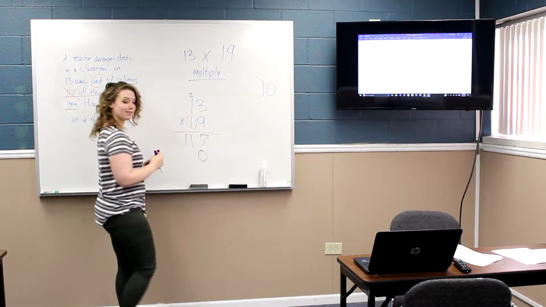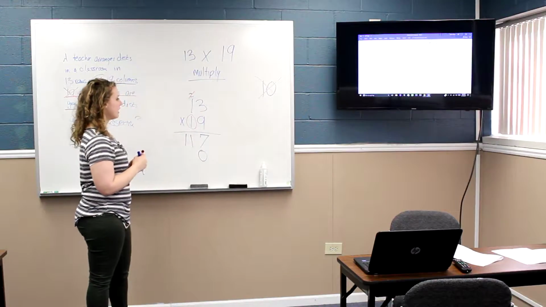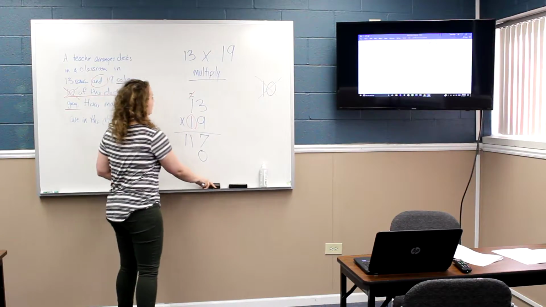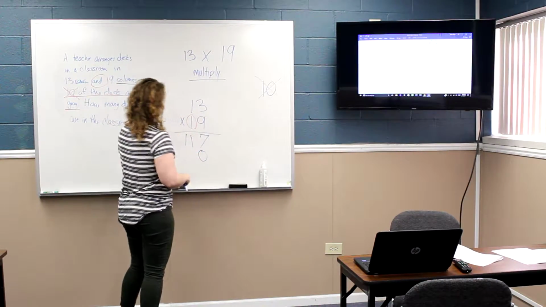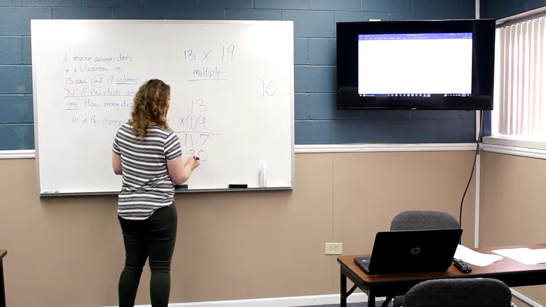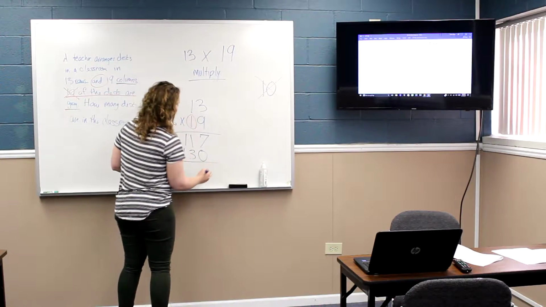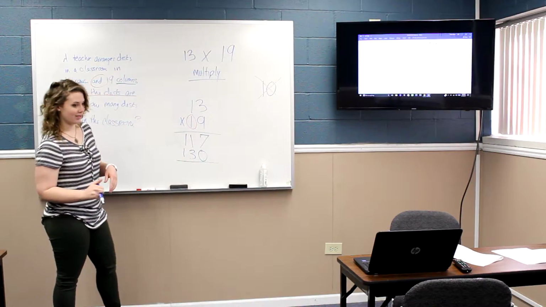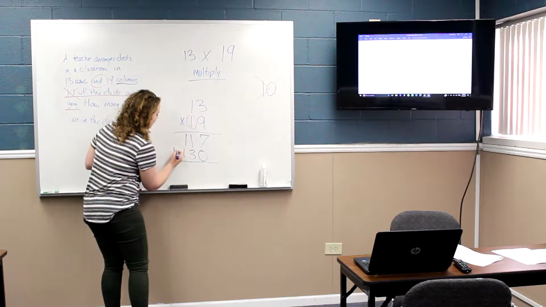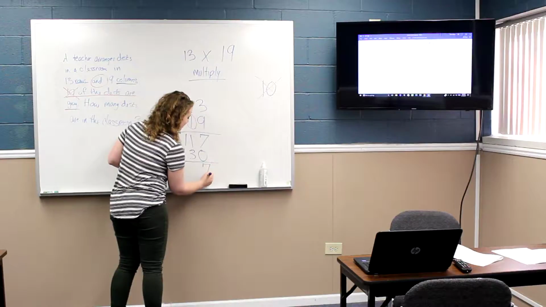I'm going to start with the 1. So, what is, well, we'll just erase this. Okay, what is 1 times 3? 3, good. And what is 1 times 1? 1, good. All right, now what are we going to do? Add, right. Okay, so 7 plus 0 is 7, good.